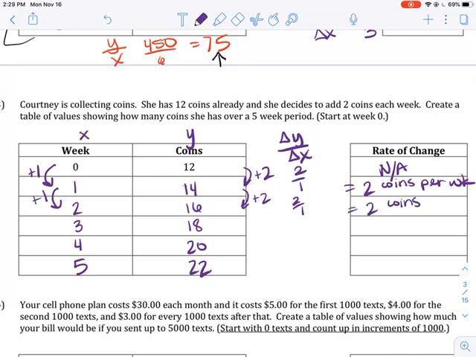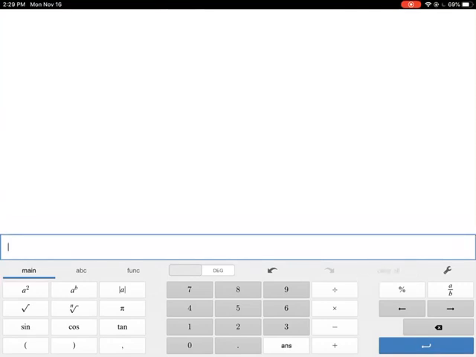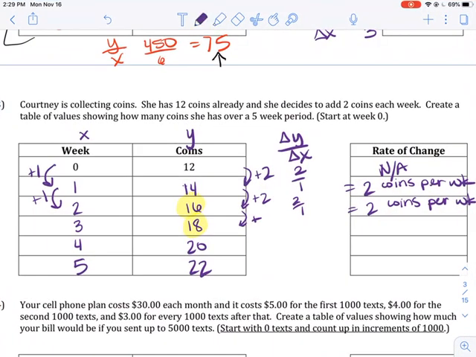Now, if for some reason your brain has died, if you know this is plus but you can't figure out the number, remember that you can put it in your calculator by subtracting 18 minus 16. Or as long as you know that it's plus and not negative, you could put 16 minus 18 and you'd be fine. So we get 2 and we get 1. 2 over 1. 2 coins per week. It's the same through the whole thing. So we're just going to go ahead and fill these in.